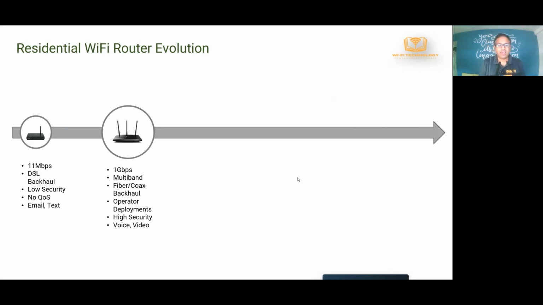And then the operators really started picking up Wi-Fi, right? And they started deploying these Wi-Fi and started managing the Wi-Fi routers in the homes. And we started seeing managed Wi-Fi networks where the operators would provide not just the internet connectivity and not just the cable TV and phone lines and content, but they would also provide the Wi-Fi routers in the houses. And then we started seeing voice, video, and more delay sensitive applications.